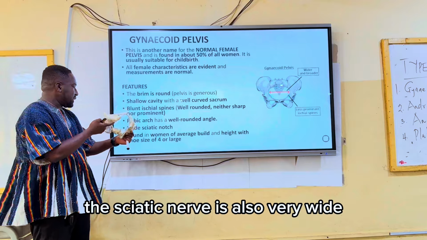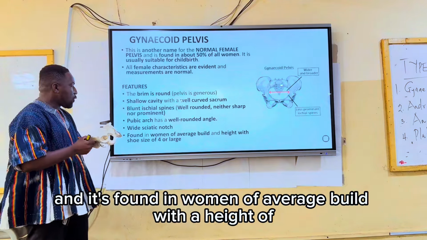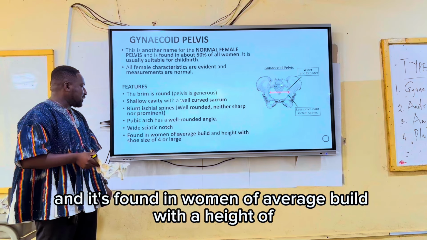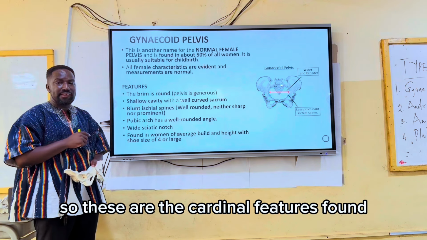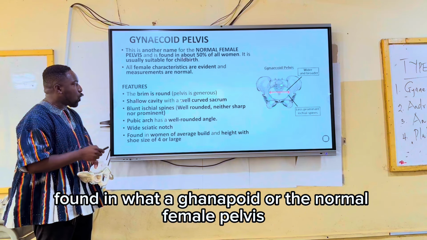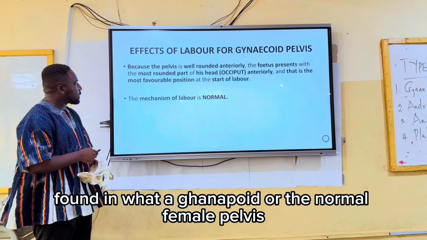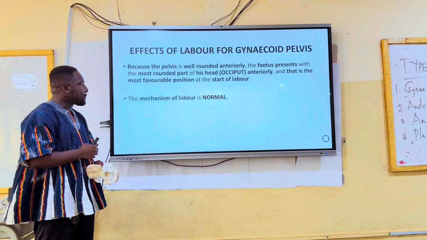The sciatic notch is also very wide and is found in women of average build with a height of, and a shoe size of 4 or larger. So these are the cardinal features found in what? A gynaecoid or the normal female pelvis. Now, what is the effect of gynaecoid pelvis on labor?